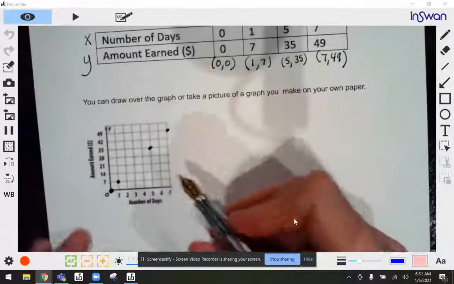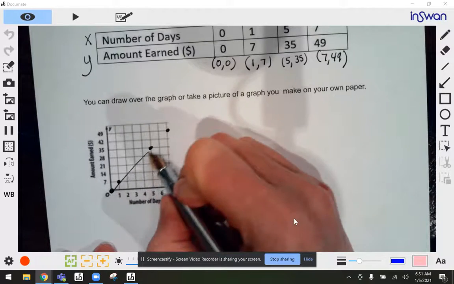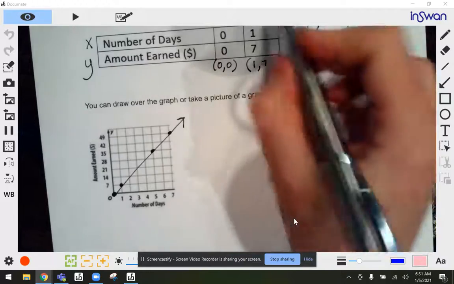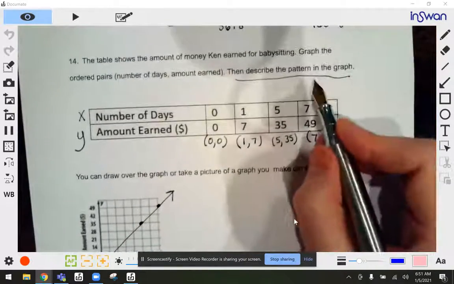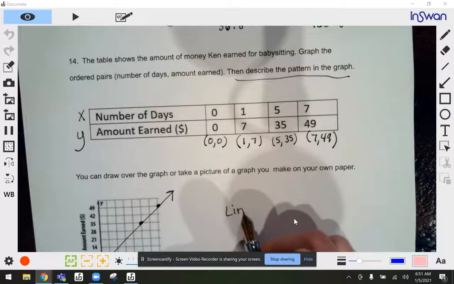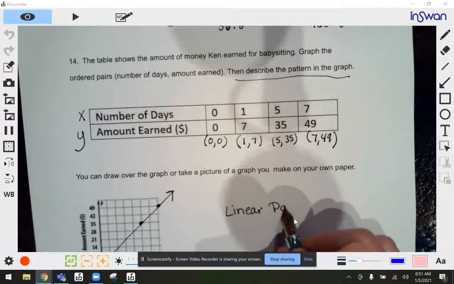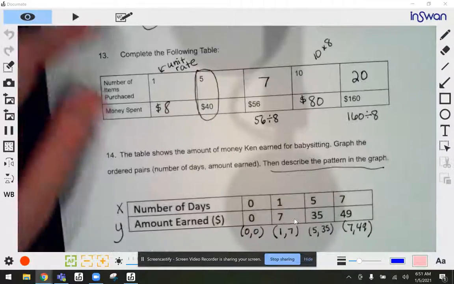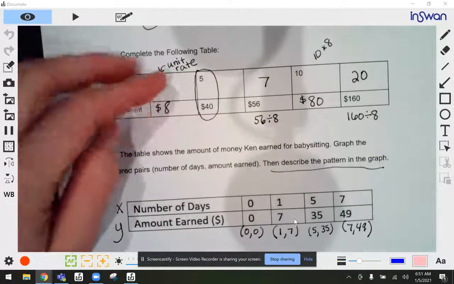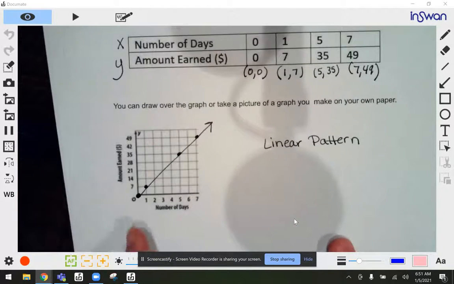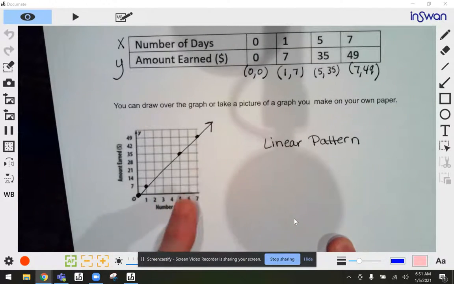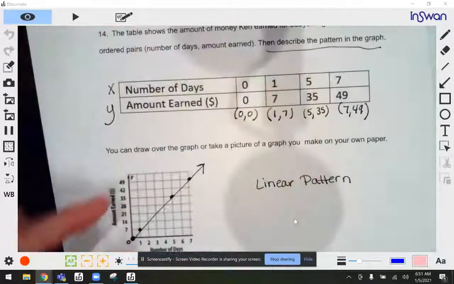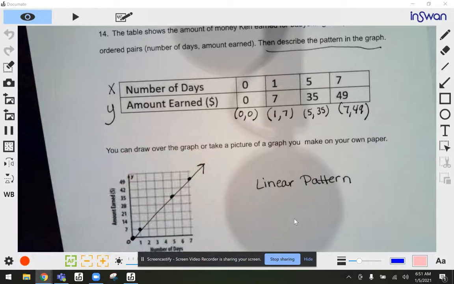So if you do that, when you connect the dots, you notice that the pattern is linear. So it says describe the pattern on the graph. So it is a linear pattern. Okay, and that makes sense. Just like we were talking about here, these are all equivalent ratios. They're all equal to each other. This relationship keeps going up in the same way. So even as all these ratios change, they're still working together in that linear pattern.